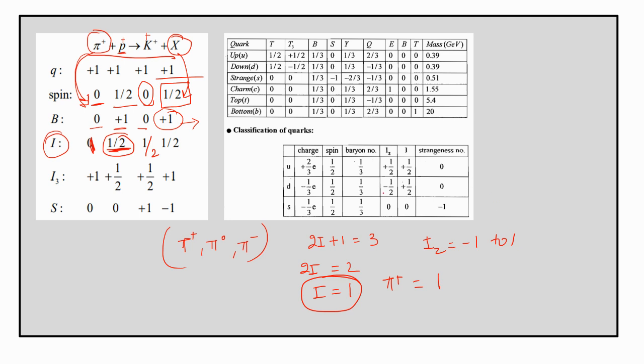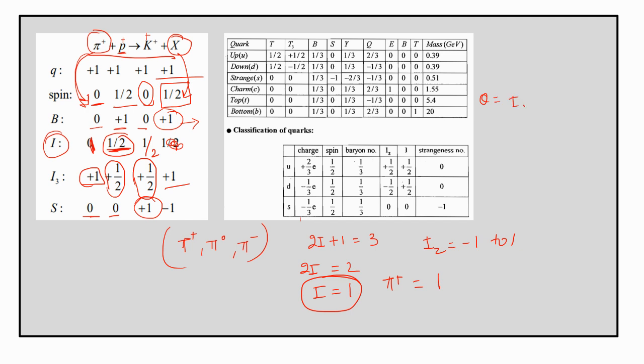Moving on. So it will be 1. Here it is written wrong. It will be 1. Now I3 will be plus 1 for it, plus 1 by 2 for it, plus 1 by 2 for it, and plus 1 for it. Strangeness is 0 for pion and proton, and for kaon, it is plus 1. That you will find from here.